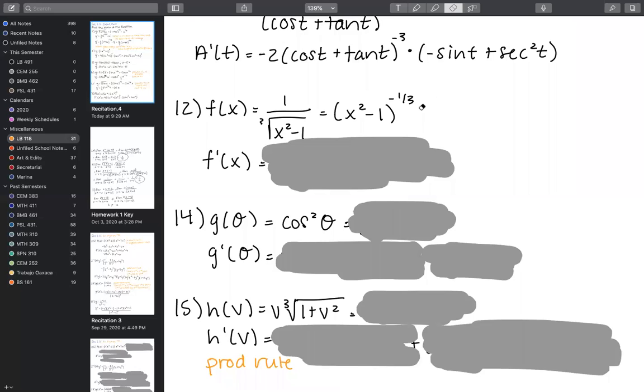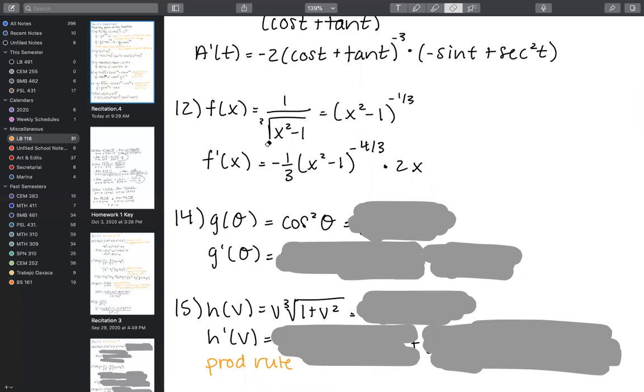We could technically keep it in the denominator as x squared minus 1 to the 1/3 and do the quotient rule. But then that's just, like we discussed in last recitation, adding extra steps for no reason, because the derivative of the top would just be 0. And so we're going to put it all into one form, and we'll drop the 1/3 like we have before, reduce to 4/3, and multiply by the derivative of the inside, which is just 2x. Any questions?